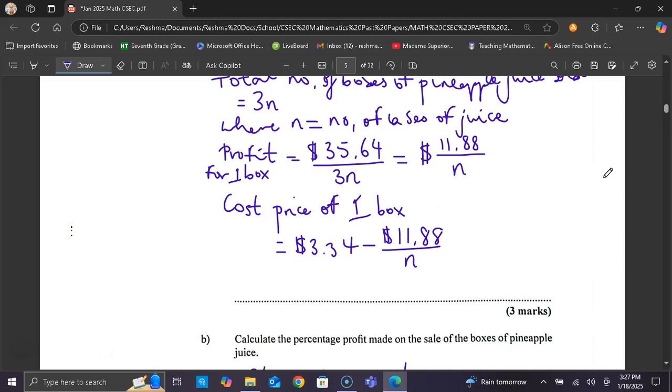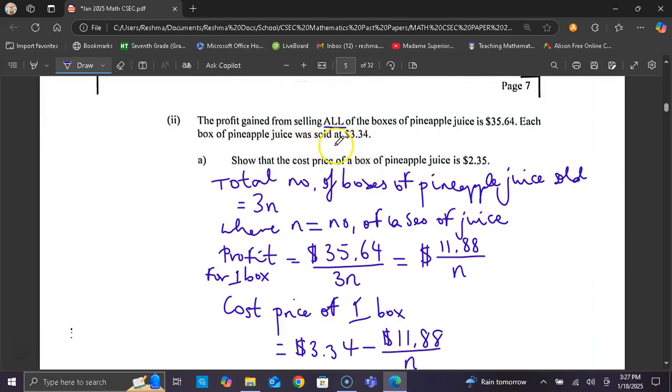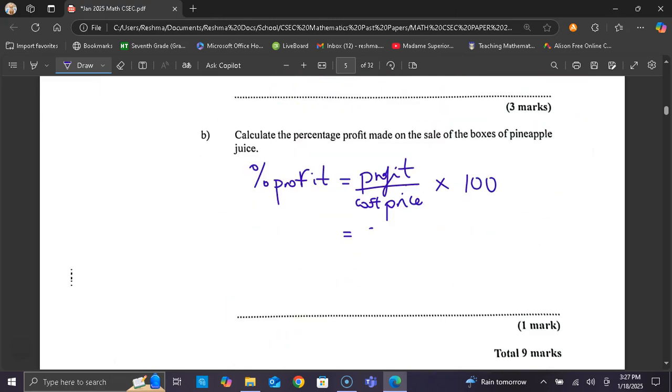So, they told us that the selling price of 1 box of pineapple juice was $3.34, and the cost price, we were supposed to show that it is $2.35. So if we subtract these two values, $3.34 minus $2.35 gives 99 cents profit per box of pineapple juice. So we take that 99 cents, we divide it by the cost price, which was $2.35. And this is based on 1 box of pineapple juice. So therefore the profit is 42%.